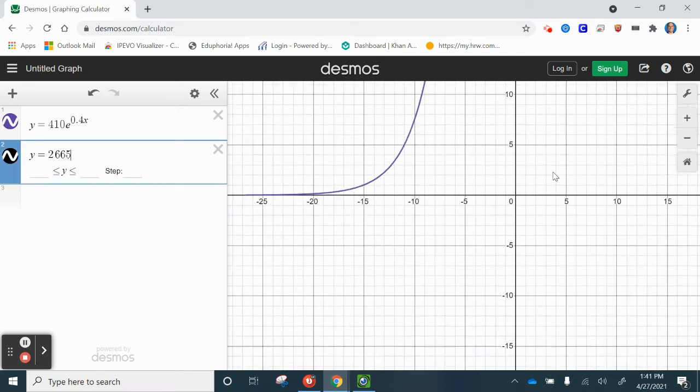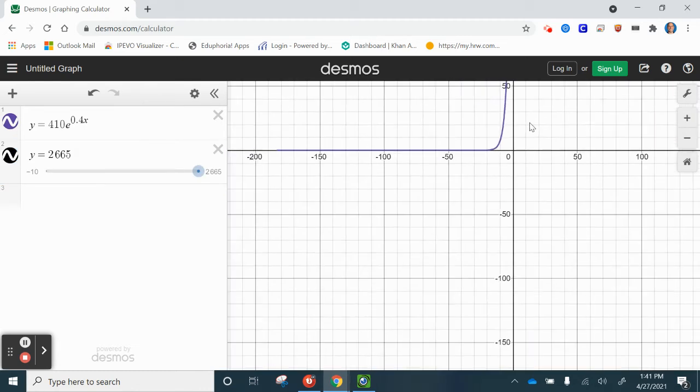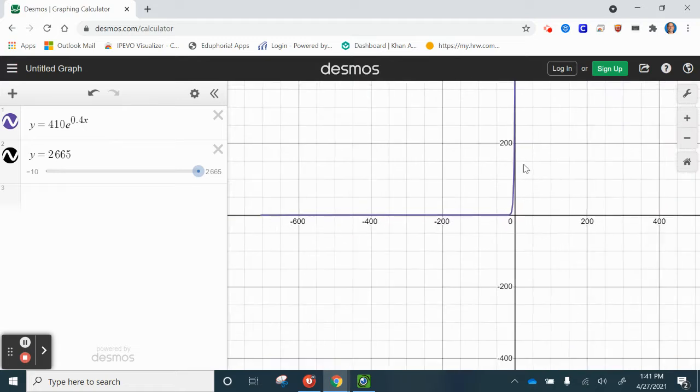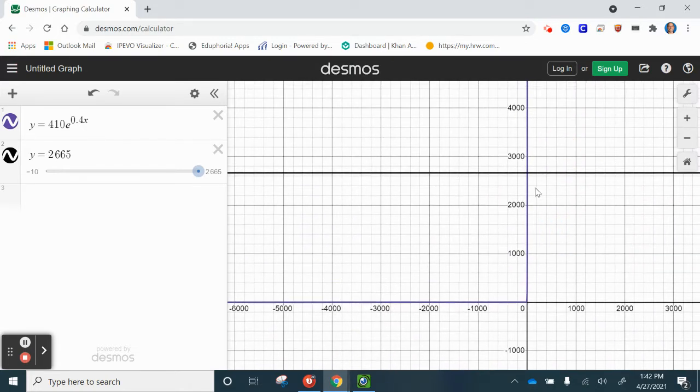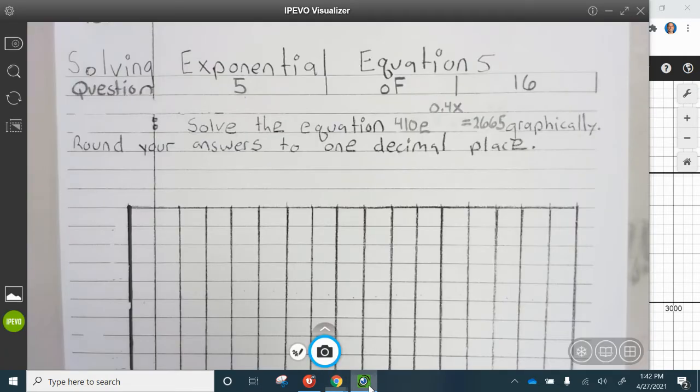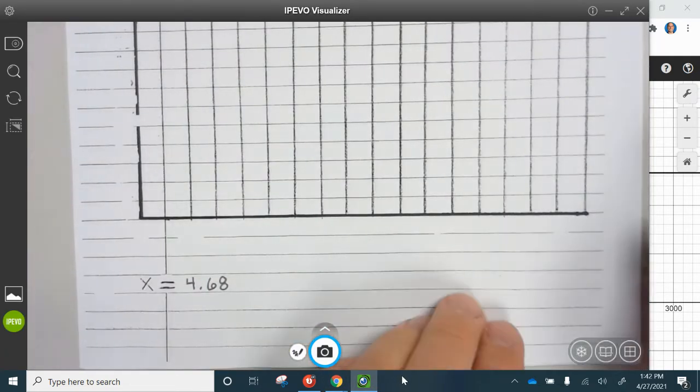It looks like we're going to need to zoom out. That's a large number, so we're going to need to go all the way up to 2,000. That's going to take us some time, but we'll get there. Now we know that right there is where they intersect. So our solution is x equals 4.68.